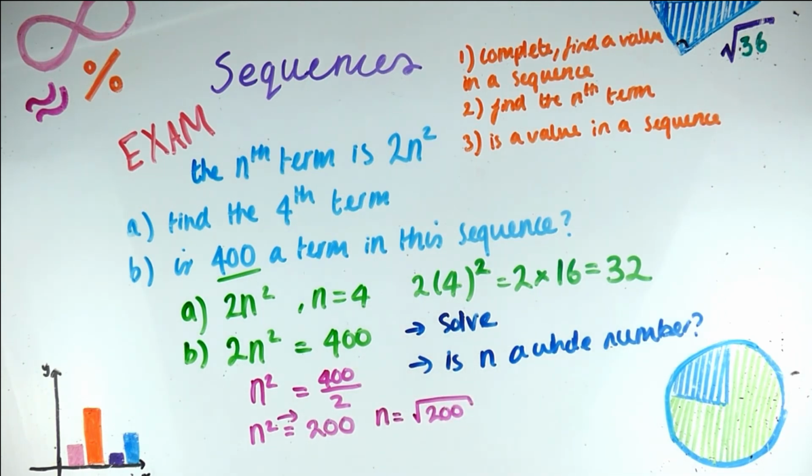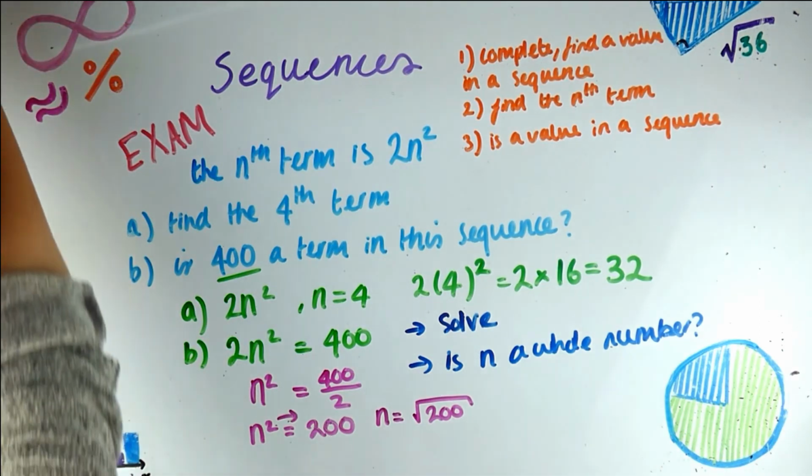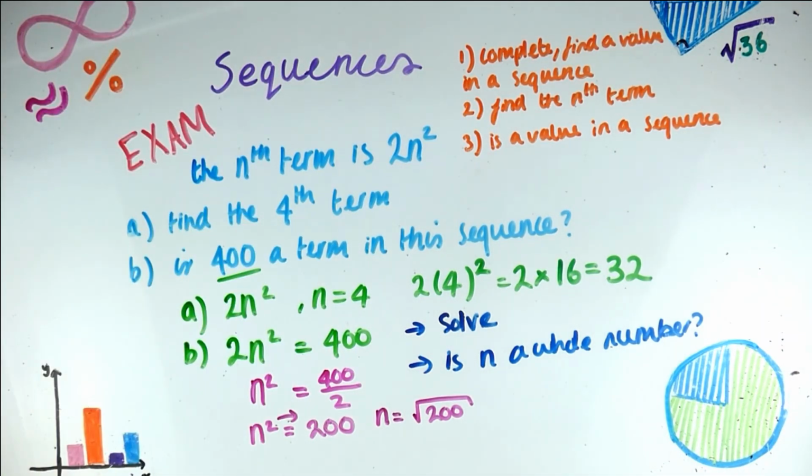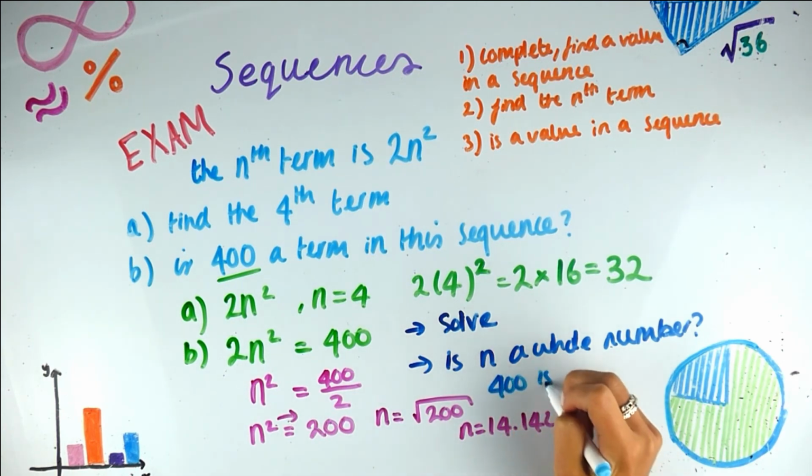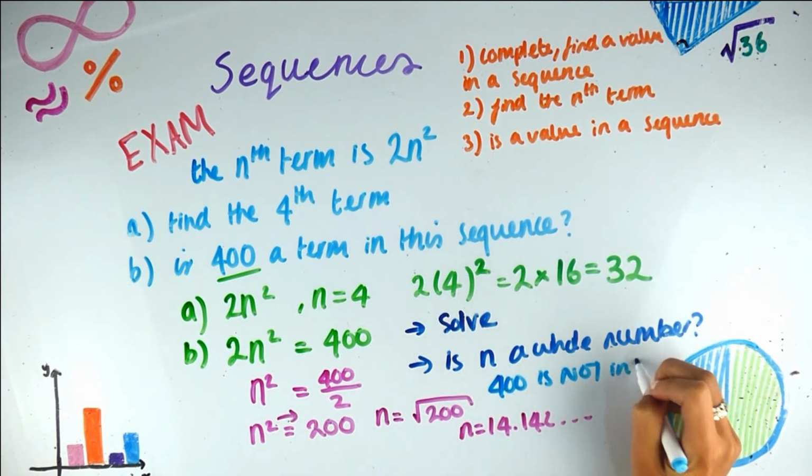Now, I don't know about you, but I don't think 200 is a square number. You can check it on your calculator, or you can write out square numbers, but n won't be a whole number. I'll tell you what n actually is. If you actually type that in, but you don't really need to, you can just write out all your square numbers. It's something like that. Now that's not a whole number, that's not an integer, that is not something you just naturally write on your number line. So therefore, 400 is not in the sequence.